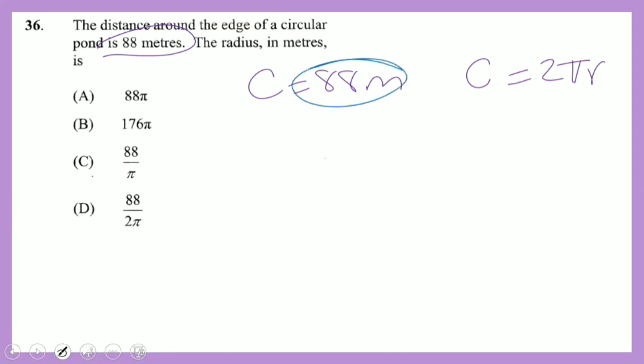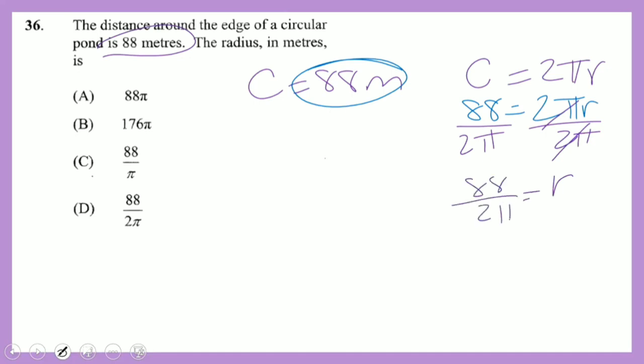Circumference is 88 meters, so we put 88 there for circumference, equals 2 pi r. It's the only thing we know, and we want r, so I'm going to divide this side by 2 pi. Anything you do to one side, do to the other side of the equation. So r is going to be equal to 88 over 2 pi. And that's that.